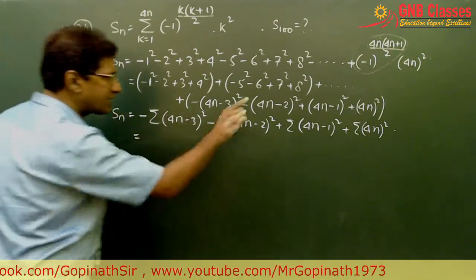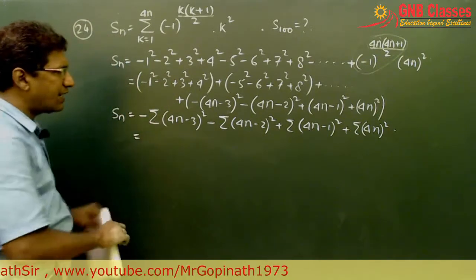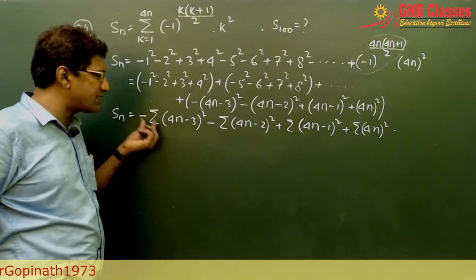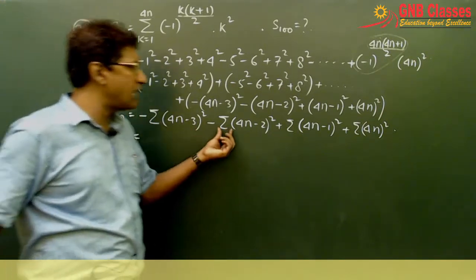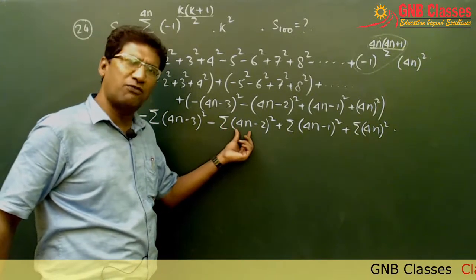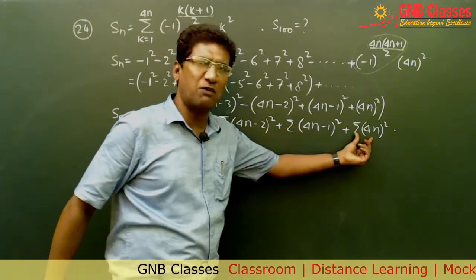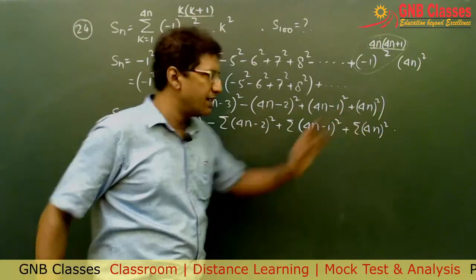So if I open it, look at it carefully. From here we are going to get sigma 4n square, minus sigma 4n square. From here we are again going to get minus sigma 4n square. Here we are going to get sigma 4n square and sigma 4n square. So it will all get cancelled.